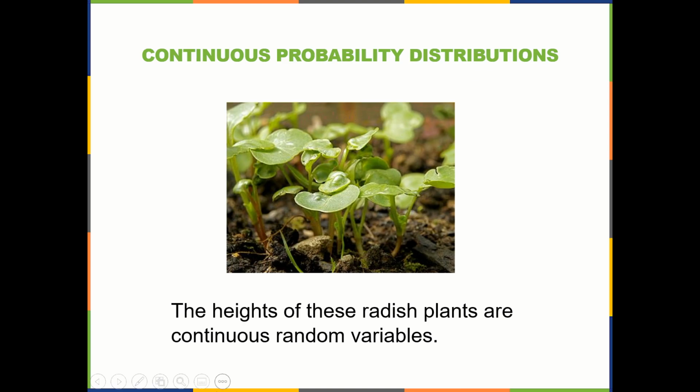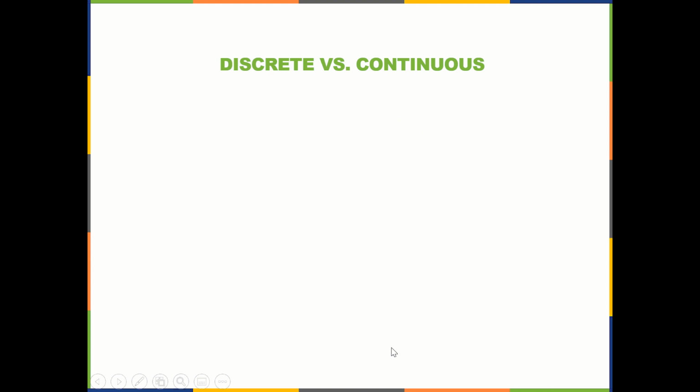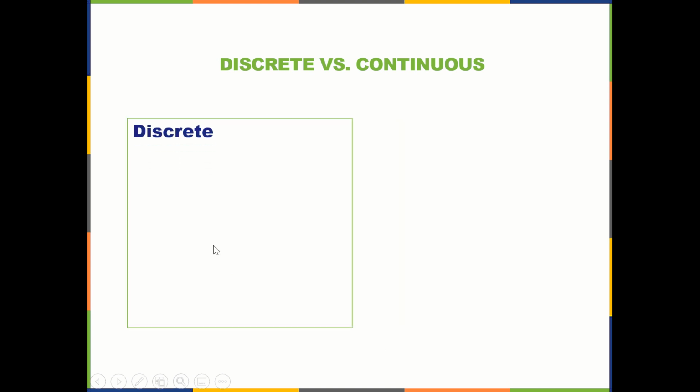So continuous probability distributions are for random variables that are continuous or that are going to take on values that would be on a continuous scale, such as heights of radish plants. Let's review the difference between discrete. We've been working with discrete random variables and their distributions, and now we want to think about the difference between that and what we're about to do with continuous.